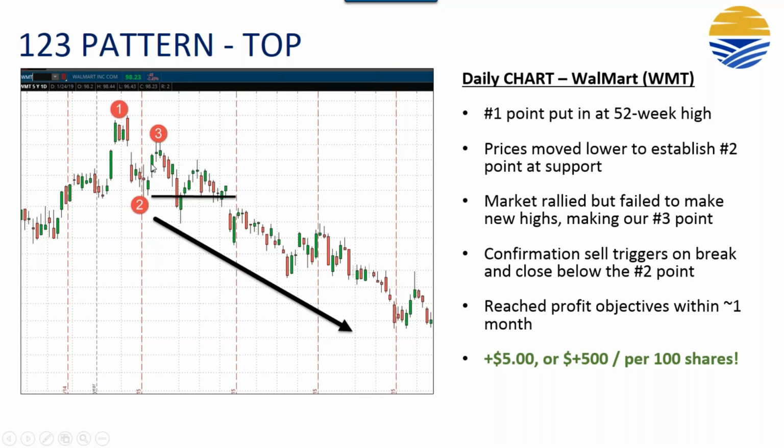1, 2, 3. We know what 99% of other traders are already asking or struggling with. Where am I going to get in? Where am I putting my stop? Where am I putting my targets? We know all of that days in advance. We know with this 1, 2, 3 top that we're looking to get short on breaks or closes below the number 2. We know our initial risk is above the high of the 1. We know our initial target is the distance between the high of the 1 measured to the low of the 2, measured down, which is about $5 in this example.